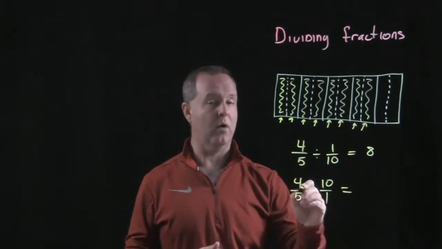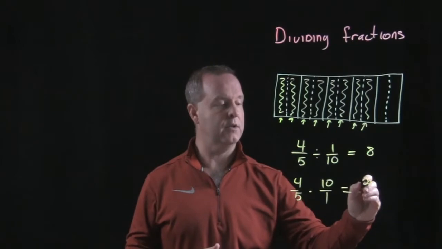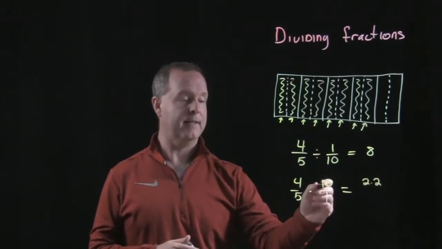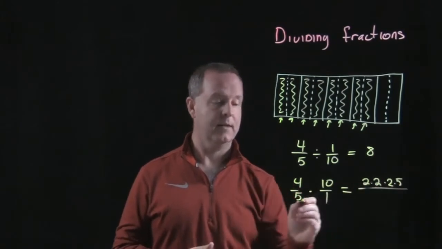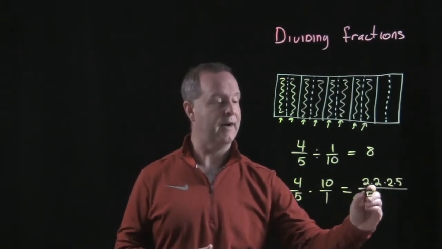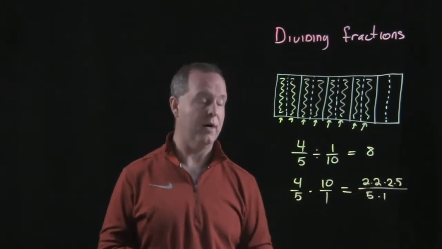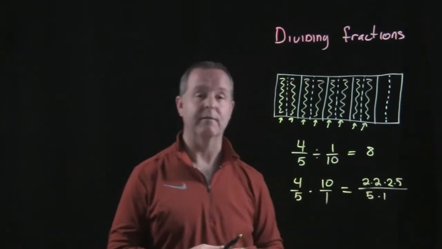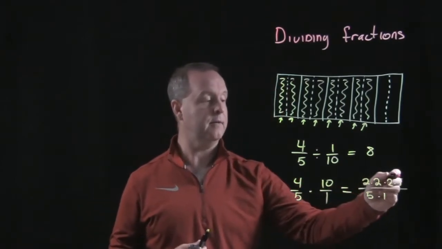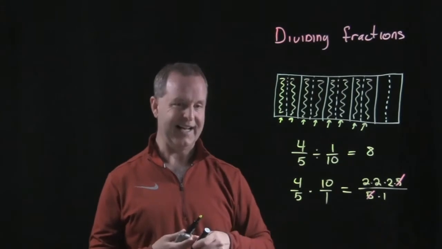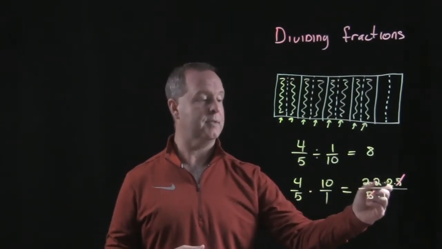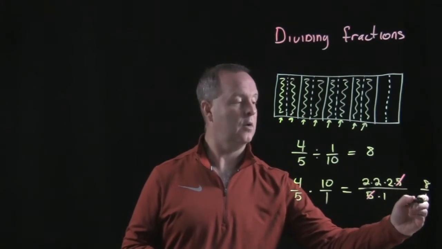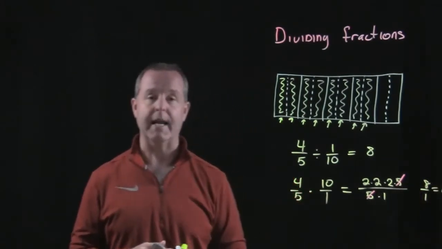So I'll have a 4, which I'm going to factor down to a 2 times a 2. The 10 factors down to a 2 times a 5. 5 factors down to a 5. 1 factors down to a 1. Notice that I have a common factor in the numerator and denominator. So I kind of simplified before I worked the problem through. And 2 times 2 times 2 is 8, all over 1, which equals 8.